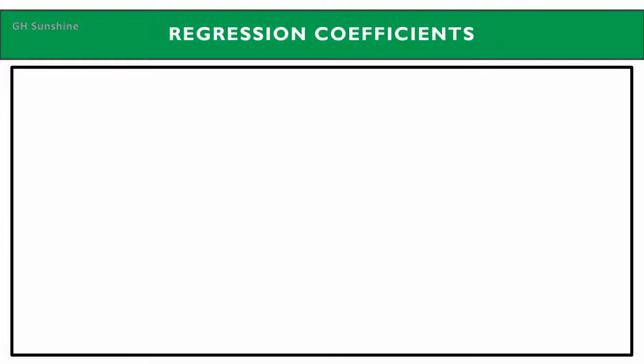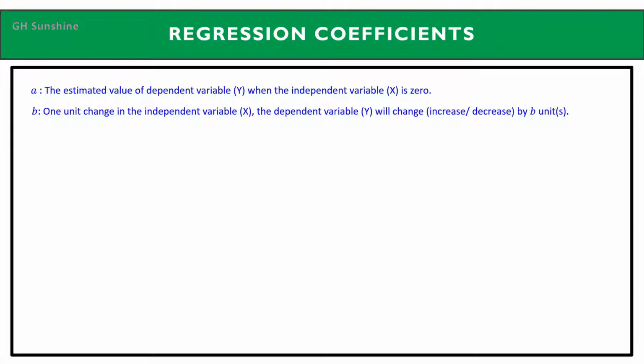So now, regression coefficients. Recall back. What is the regression equation? The regression equation is based on two regression coefficients, a and b. So a here is a constant, also known as the y-intercept. So a is the estimated value of the dependent variable when the independent variable is 0.